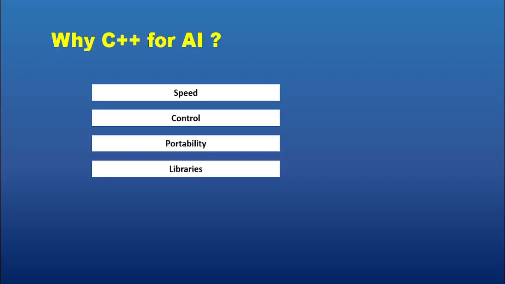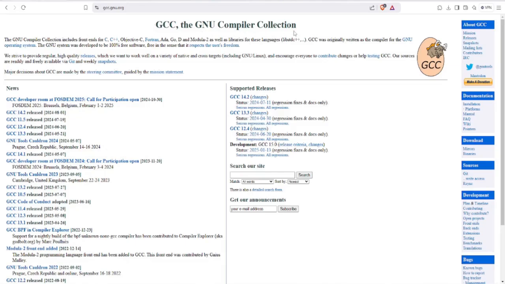First things first, setting up your C++ environment. Before you start coding, you'll need to set up your environment. 1. Install a C++ compiler. You need a compiler to translate your C++ code into a language that your computer understands.